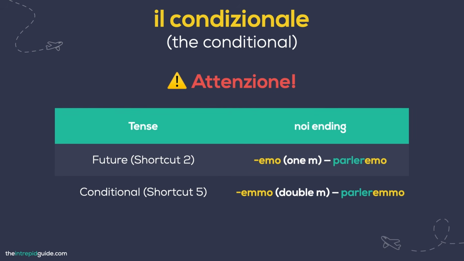Attenzione, here's the most common trap that learners fall into. Pay attention to your pronunciation of the noi form. In the future, we use one M and we use two M's for the conditional. Listen to the difference. Parleremo. Parleremmo. One letter is the difference between what will happen and what could happen, and Italian ears are attuned to hear it.